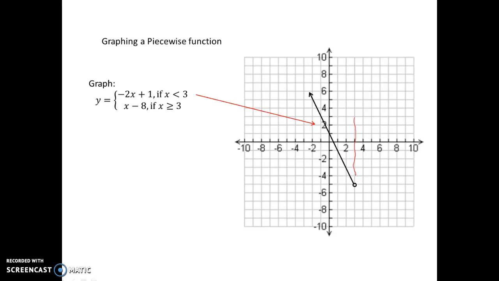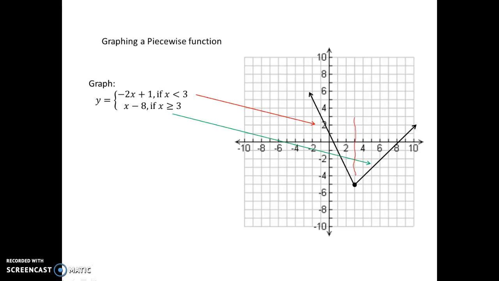You're also going to take the next part, x minus 8, and you're going to graph that one. So x minus 8, so minus 8, and plus 1, plus 1, plus 1. And notice now that circle is filled in, because in the second part of that function, that point exists on x equals 3. So that's how you graph a piecewise function.